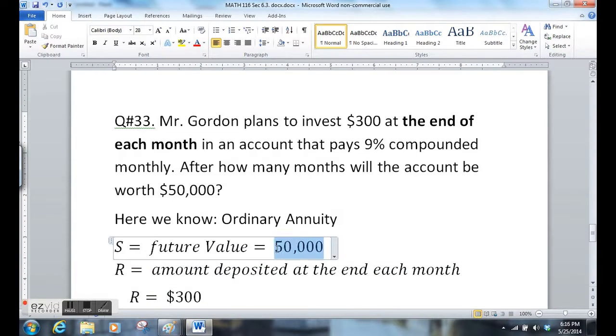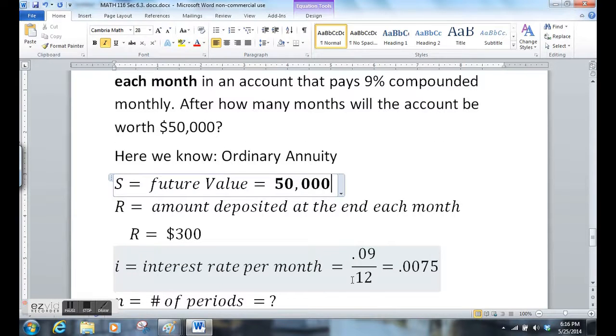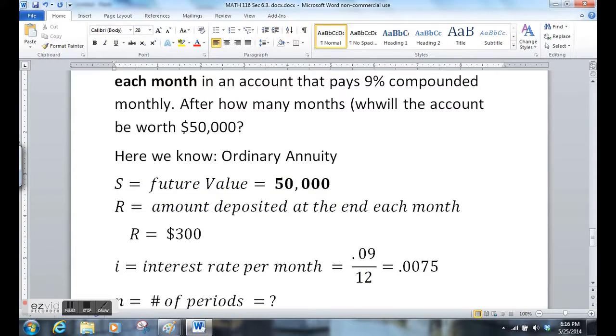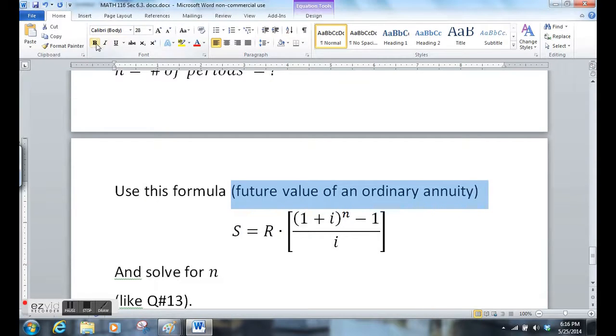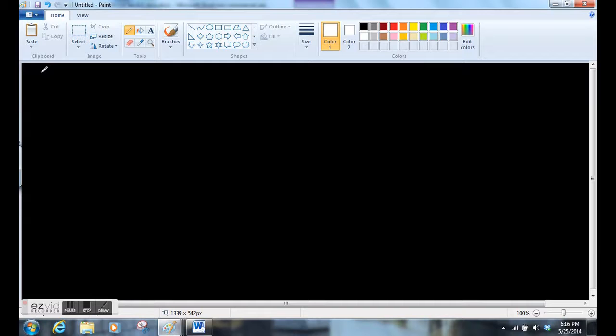And we know the future value. We know that it's going to be $50,000. We know the amount that he's depositing at the end of each month is $300. We know his interest rate per month is going to be 9%, that's the annual rate divided by 12 months, is 0.0075. But we don't know the number of periods. So we're saying after how many months? This is what is N. So again, this is similar to question 13. We're going to use this formula for the future value of an ordinary annuity, and we're going to solve it for N. Oh no, does that mean more logarithms? Yeah, it does mean more logarithms.